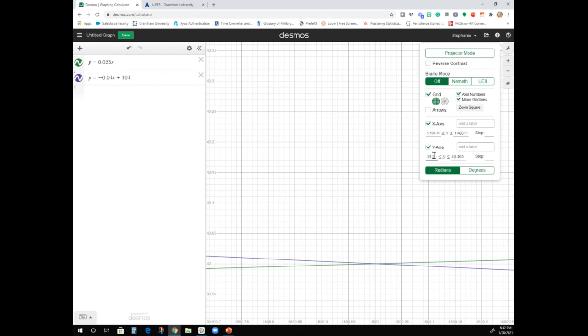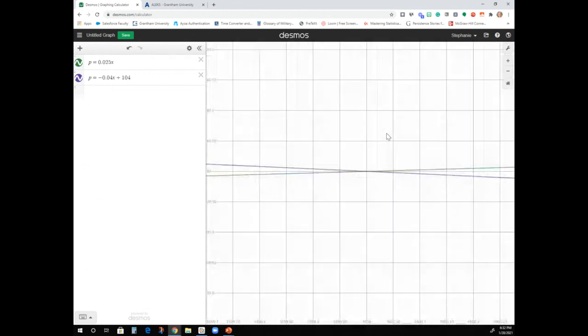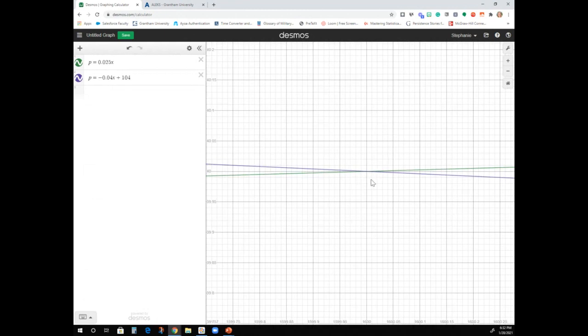Okay, I just adjusted my y slightly, so now you can see where the intersection is. It looks like it's right about here. So that looks like it's at 40 on the y, but we've got to figure out, well, where is the x? Now, luckily for us, Desmos labels the x even if we can't really see it. So that's at 1600 here.